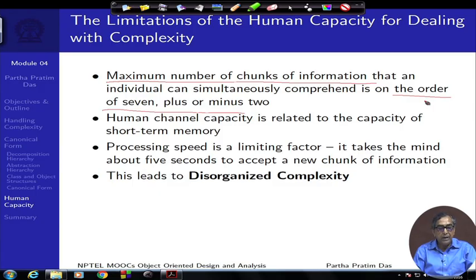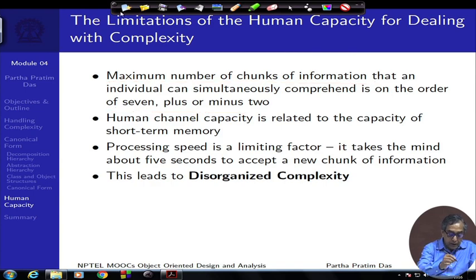But at the same time, we cannot handle too many concepts together, too many chunks of information together, which makes it extremely difficult for the human mind to be able to analyze or come to terms with a complex system. And it is believed that this limitation of human capacity has to do with the limitation of short term memory, which we quickly acquire and quickly forget, and only a small number of items can be kept in there.